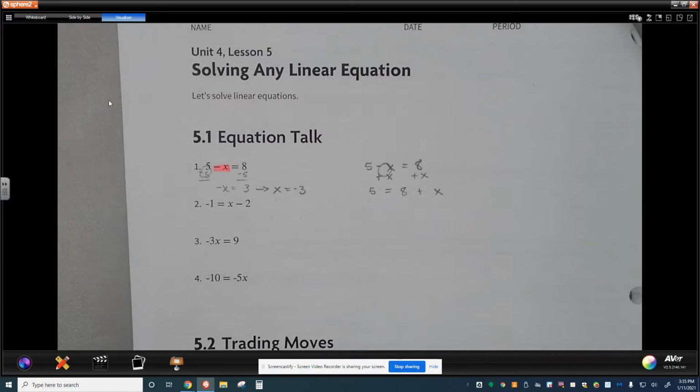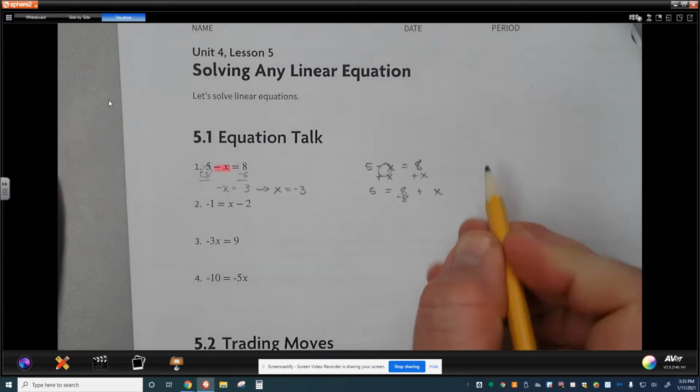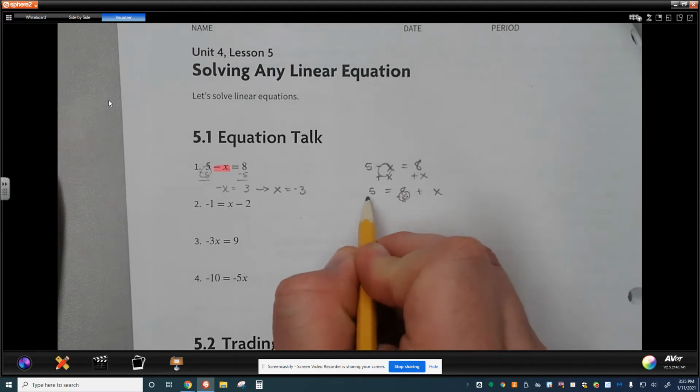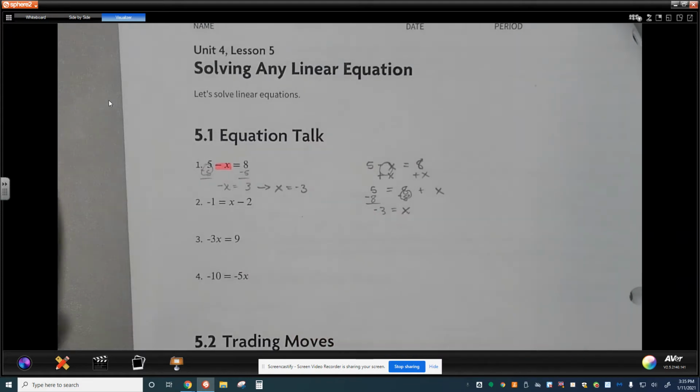And this may be something that could help us out a little bit differently. Then we can approach the problem from a different method: eliminate the 8 from both expressions, and then I find out 5 minus 8 is a minus 3, is equal to x. A little bit different approach, but we get the exact same outcome.